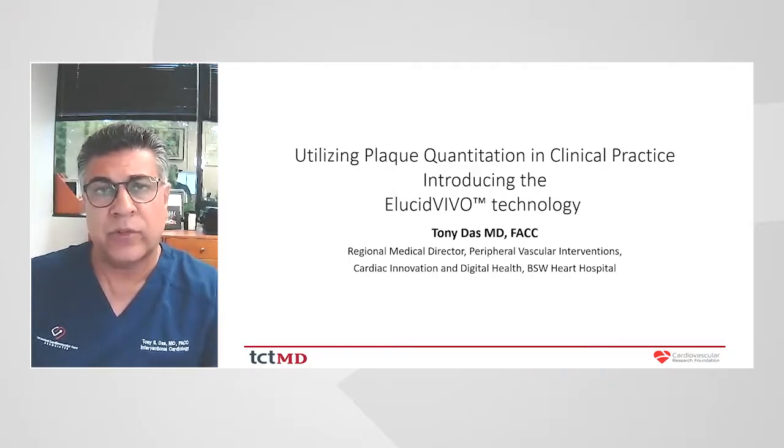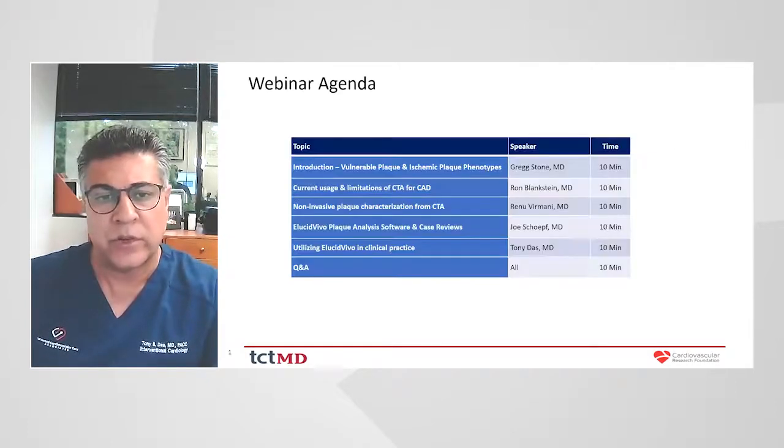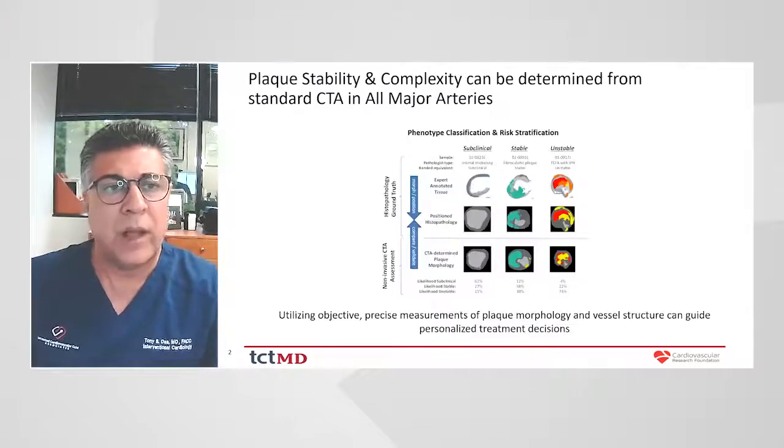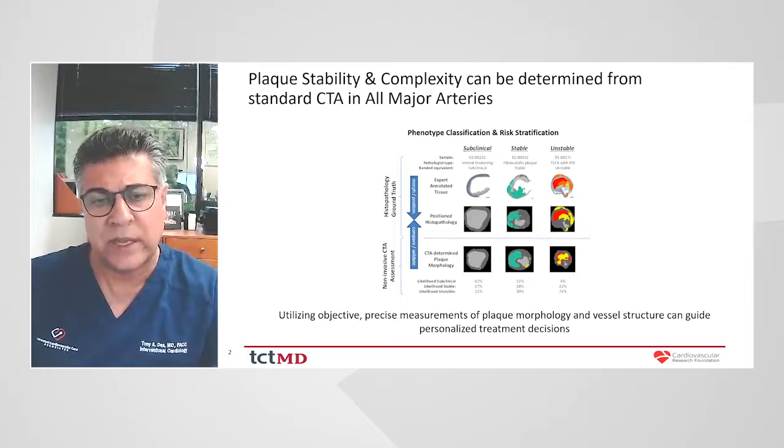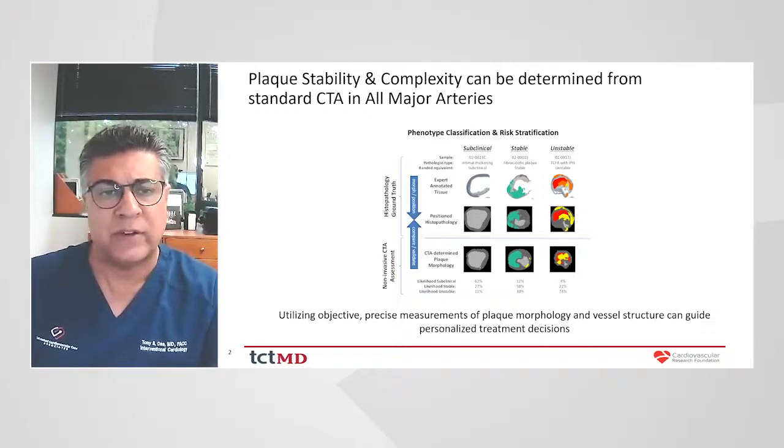So I'm going to reflect a little bit on some things that Greg and Renu and others have said, but I'm going to look a little bit into the future with our presentation. So obviously we've already learned that plaque stability and complexity can be determined by CTA. I'm not going to belabor this because the 4 previous talks basically identified the fact that we can use certain identifiable risk stratification phenotype classifications to start to determine whether patients are at risk or not.